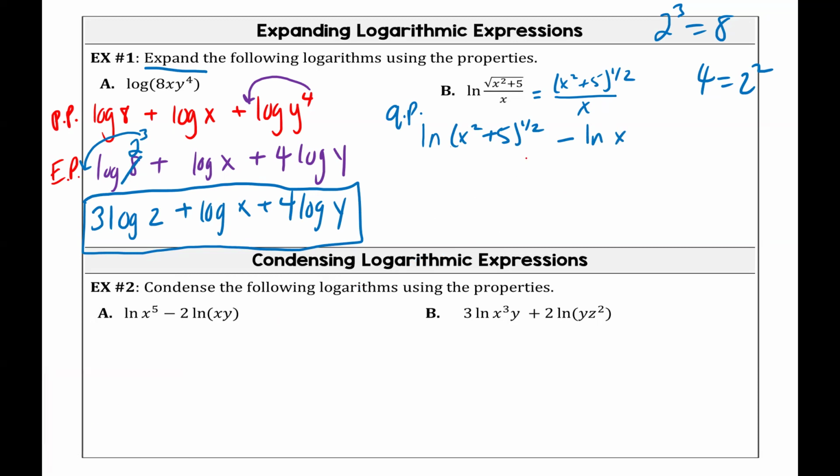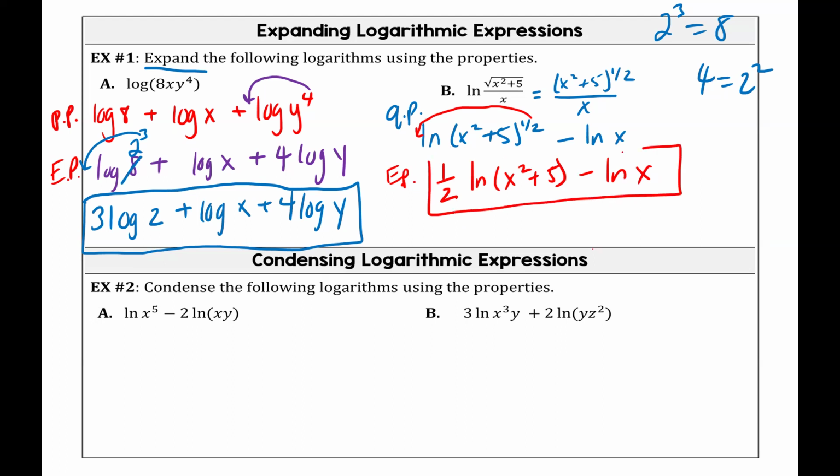Next, I'm going to apply the exponent or power property here. That's going to move my half to the front. My exponent becomes a coefficient. So we have 1/2 natural log of x squared plus 5 minus the natural log of x. No more properties can be applied. So then this is my final answer.